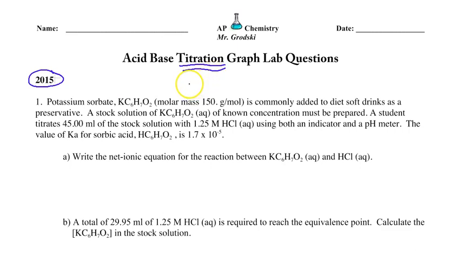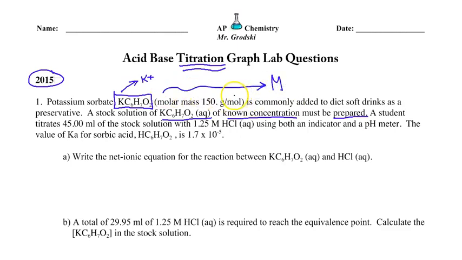So let's get started. In the question, they give you potassium sorbate, something you may not recognize, but that's okay. We can break this down. I see the K in front, so it screams to me that it probably gives off a K+, and it does. But let's continue reading. It is commonly added to diet soft drinks as a preservative. A stock solution of it, aqueous, of a known concentration must be prepared. So the whole point of this is they want to know the molarity of this concentration.